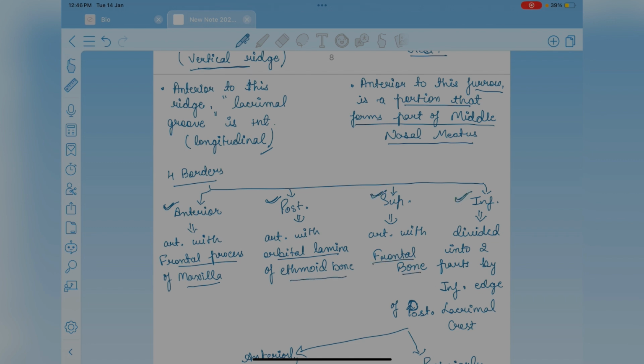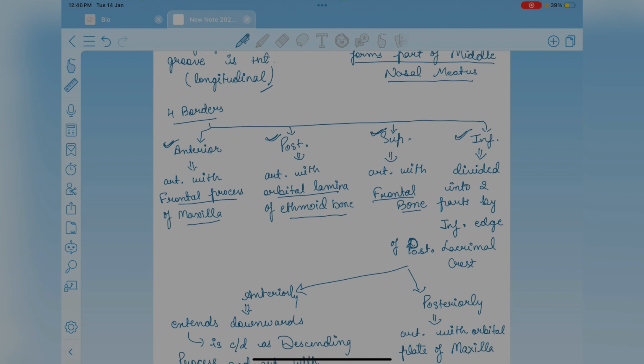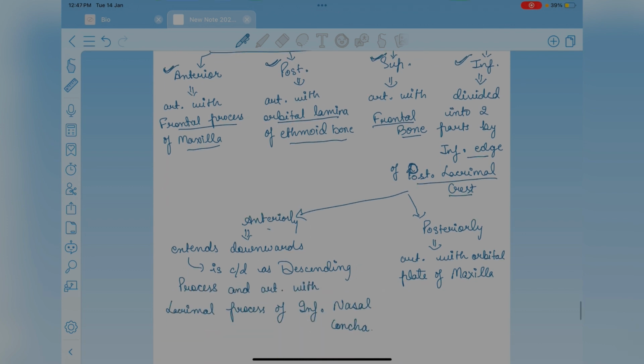and last, the inferior border is divided into two parts by the inferior edge of the posterior lacrimal crest, and the two parts are the anterior part and the posterior part. The posterior part articulates with the orbital plate of the maxilla, and the anterior part extends downwards, and this extension is called the descending process and articulates with the lacrimal process of the inferior nasal concha.